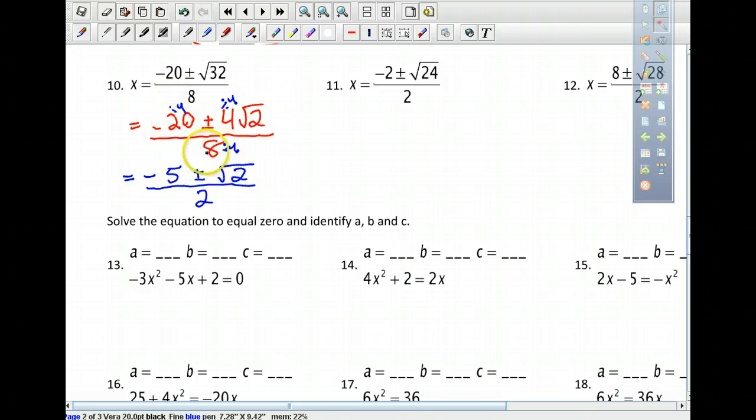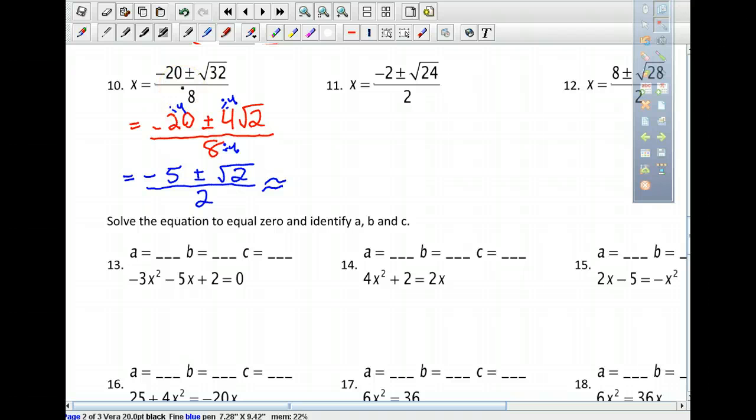Again, this is the distributive property. I have to divide everything on top by the number on the bottom. And then and only then can you say this is approximately equal to the two decimals. You plug in your calculator and find out what is negative 5 plus root 2 divided by 2, and the second one as well.